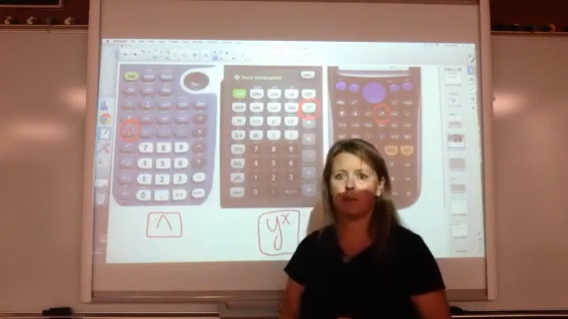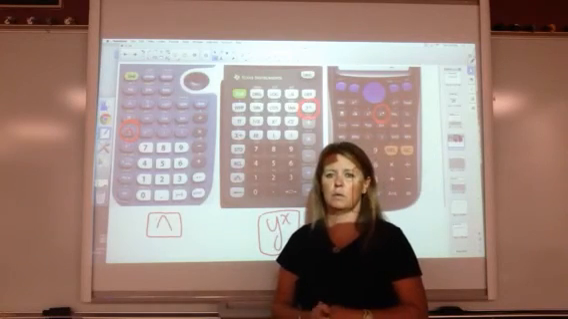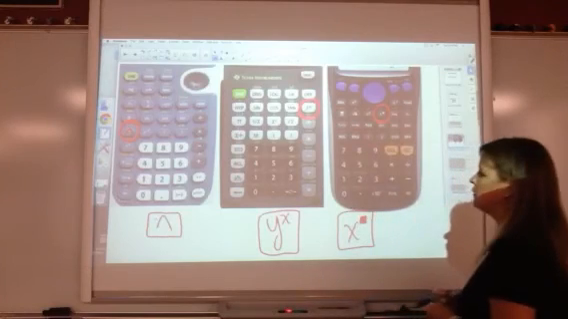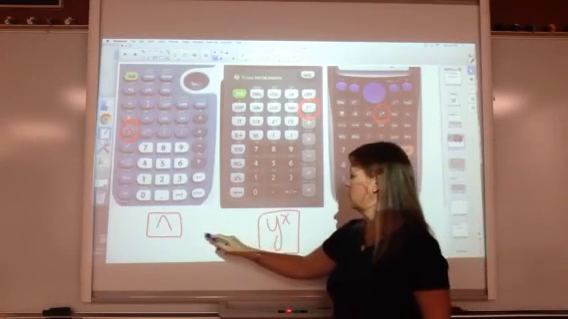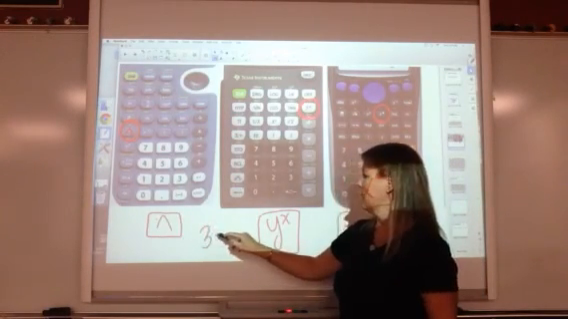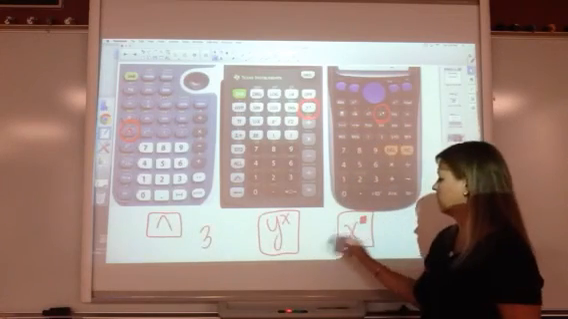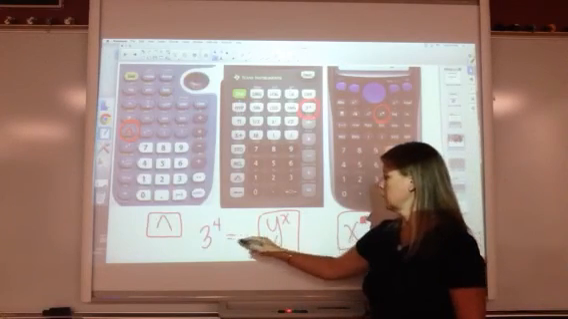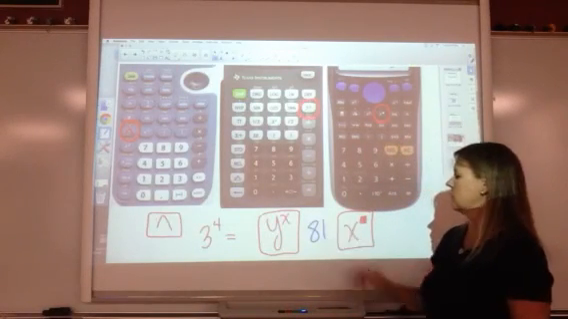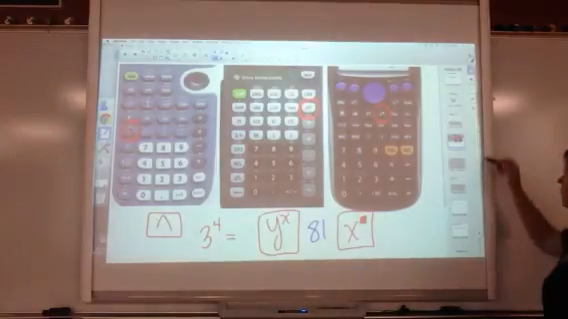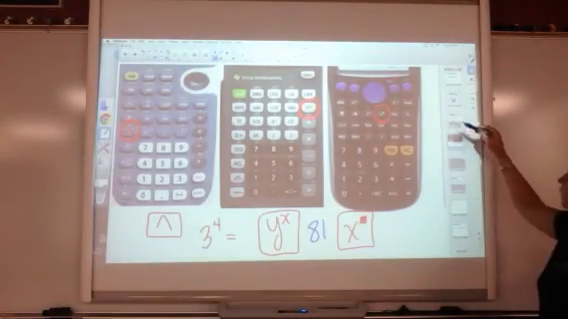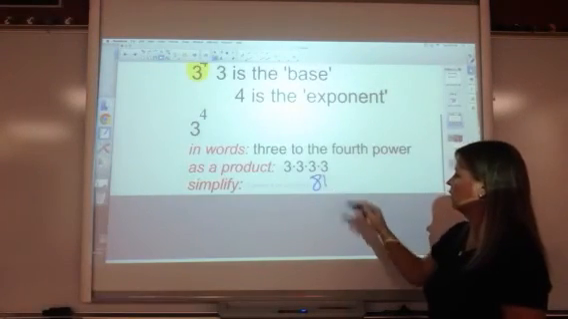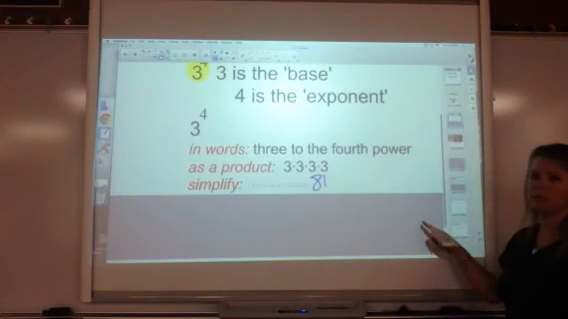But keep in mind, you're not going to be able to use your phones in class, so you should have your own calculator. If you see those buttons, what you're going to do is do 3, then hit the power button, either this one, or this one, and then 4. And once you hit the equals, it'll tell you that the answer is 81. So 3 power 4, when it is simplified, is 81. Please, please, please use your calculator.